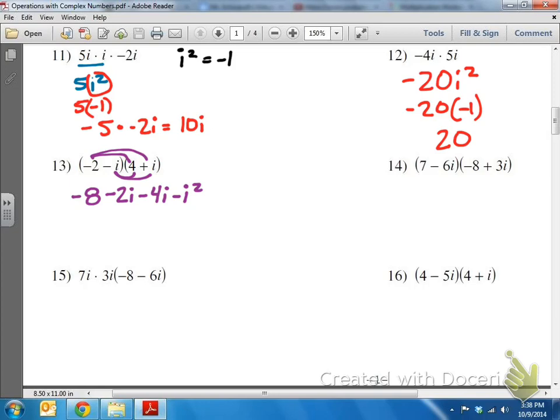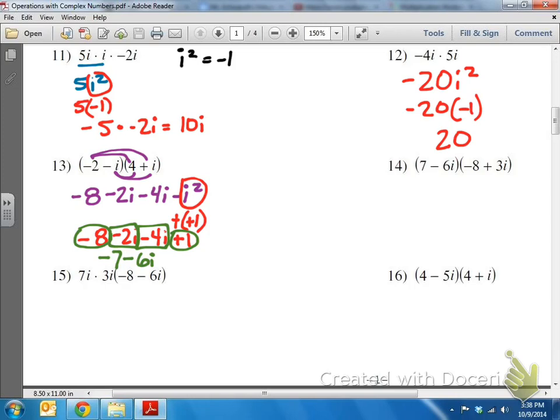Now, I recognize another i squared in here, but pay very close attention. The i is squared, not negative i is squared. So i squared becomes negative 1, so I have a negative 1, which becomes a positive 1. So now my new problem is going to be negative 8 minus 2i minus 4i plus 1. So when I combine the real numbers, negative 8 and positive 1, I get negative 7. When I combine negative 2 and negative 4, I get negative 6i. And remember, the real numbers come before any imaginary numbers.